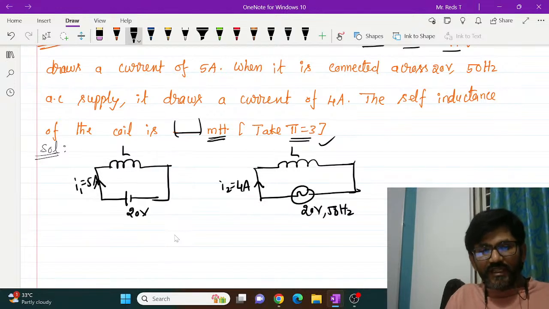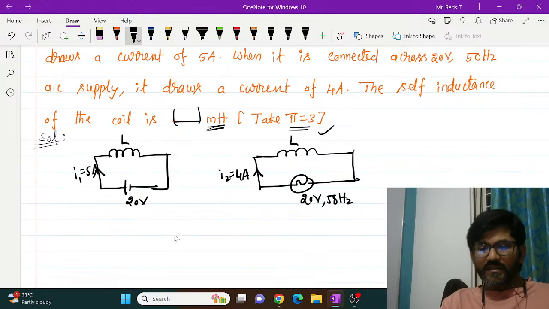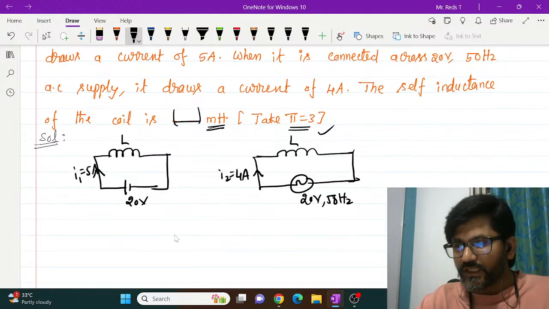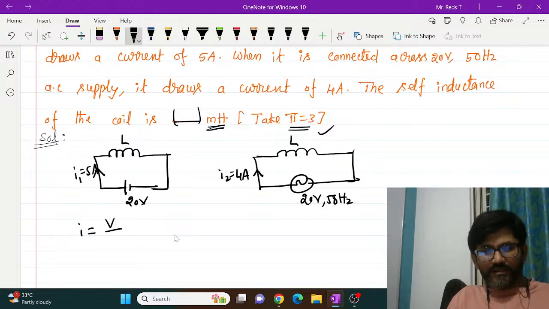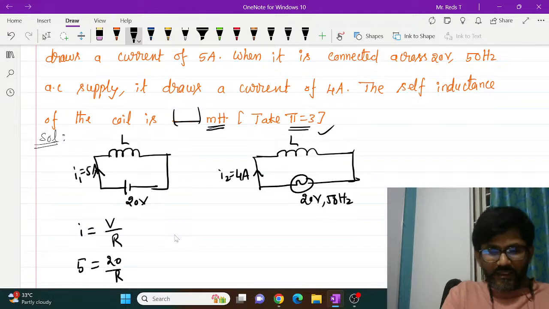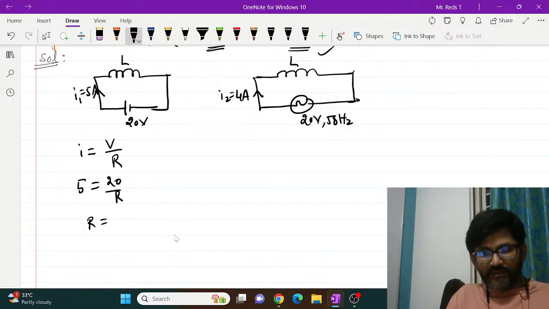In the first step, what are you asked to find? Self-inductance of a coil, how it relates with the given parameters, current and all. Whenever there is a current, you have to take from Ohm's law, current I is equal to V by R, V by the resistive part. The resistive part in case of a DC circuit will be resistance only. Even if the inductor is there, resistance of the inductor you have to take it as R. And a 20 volt supply is given, 5 ampere current is drawn. So current is 5 ampere, it is equal to 20 by R. The resistance of the inductor, from this we can calculate, R is equal to 20 by 5, 5 fours. So R is equal to 4 ohm is the resistance of this.